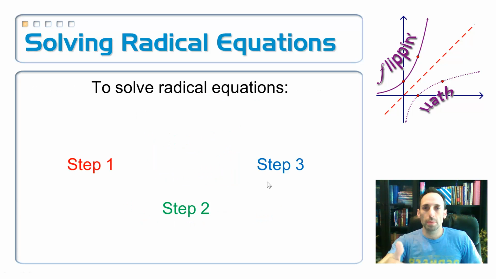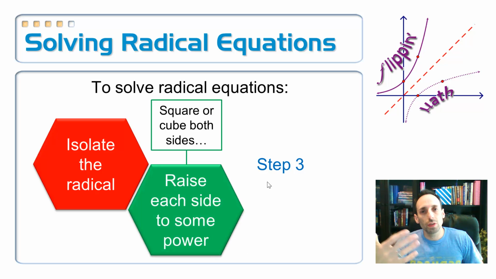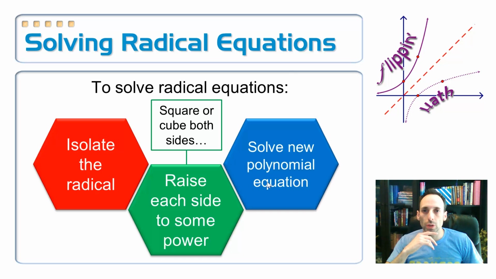So here are the steps involved in solving radical equations. I think you'll like this animation. Step number one is to isolate that radical. Get it all by itself. Sometimes you have to get other stuff to the right-hand side of the equation. Step number two, you're going to raise each side to some power. It depends on what kind of radicals you have. If you have square roots, you're going to square both sides. If you have cube roots, you're going to cube both sides, and so on. And then finally, step number three, just solve the resulting polynomial equation. Sometimes it's linear, sometimes it'll be quadratic, and you guys can solve those, I think, right?